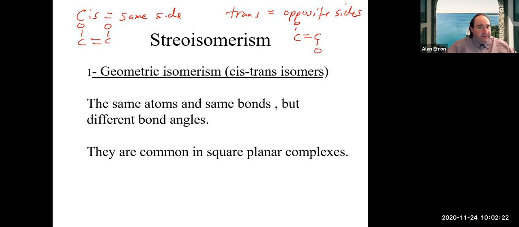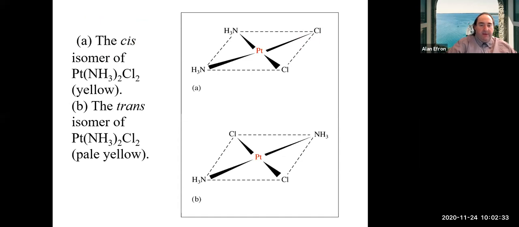Square planar complexes, right? Six electron pairs and 4 bonds gives you that square planar, the expanded octet geometry that you learned maybe in chapter 5. So here's an example between these two. We have cis and trans isomers here, Pt(NH3)2Cl2. Again, if we just look at the formulas, they look identical, obviously. But the difference is the arrangement that we have here.